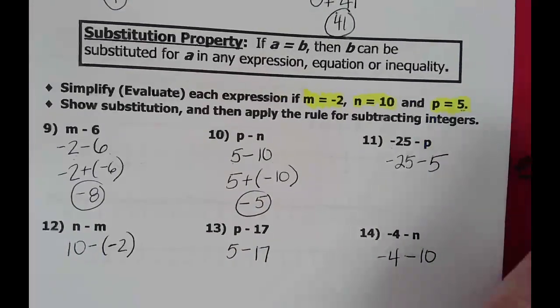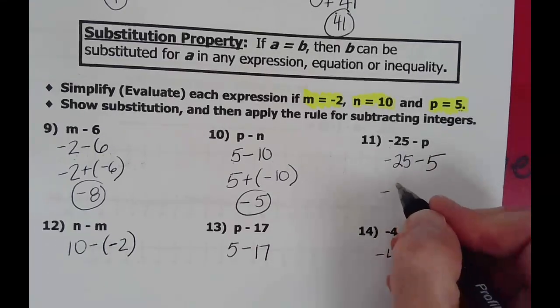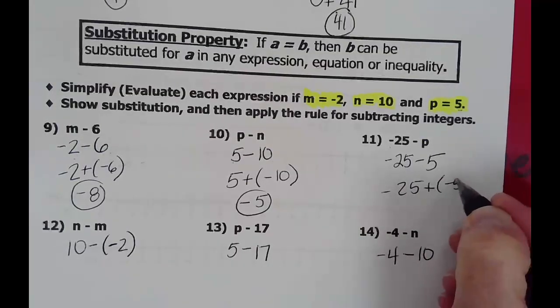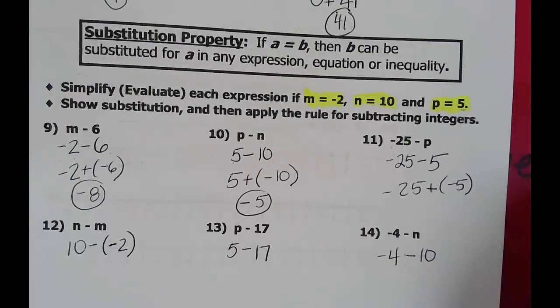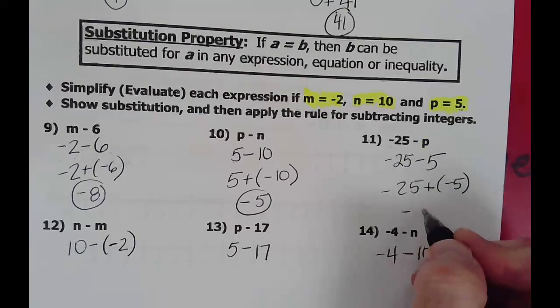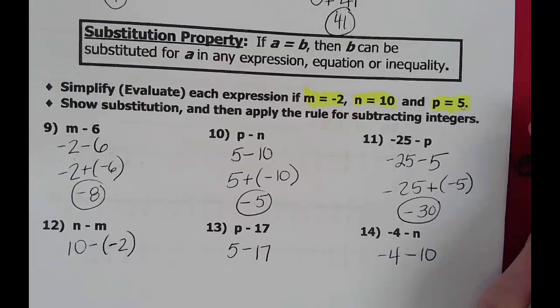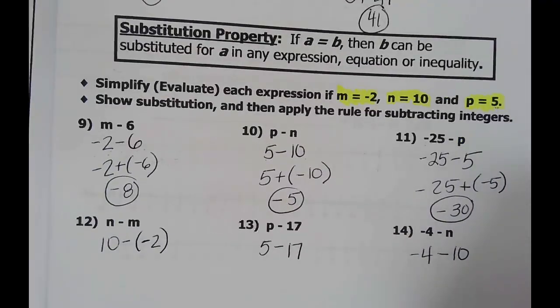Number 11. Negative 25 minus 5. How can I rewrite that? Negative 25 plus negative 5. If I have 25 negatives and 5 negatives and I put it all together, what do I get? Negative 30. Remember, when you have the same sign, you're adding. Number 12. Alex Costin, how am I going to rewrite 10 minus negative 2?